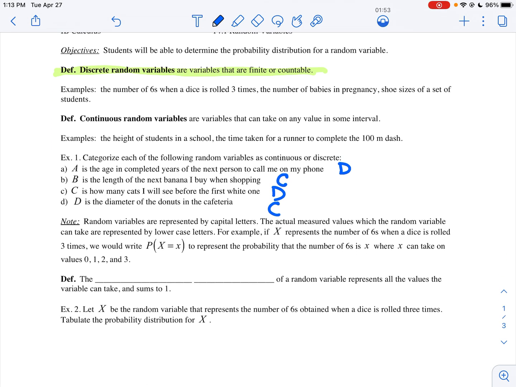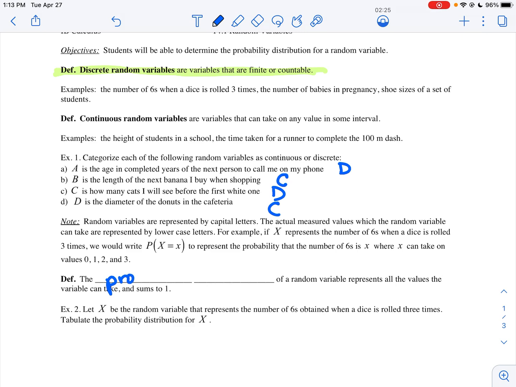Note, random variables are represented by capital letters. The actual measured values which the random variable can take are represented by lowercase letters. For example, if capital X represents the number of sixes when a dice is rolled 3 times, we would write the probability of capital X equals lowercase x to represent the probability that the number of sixes is x, where x can take on values 0, 1, 2, and 3.